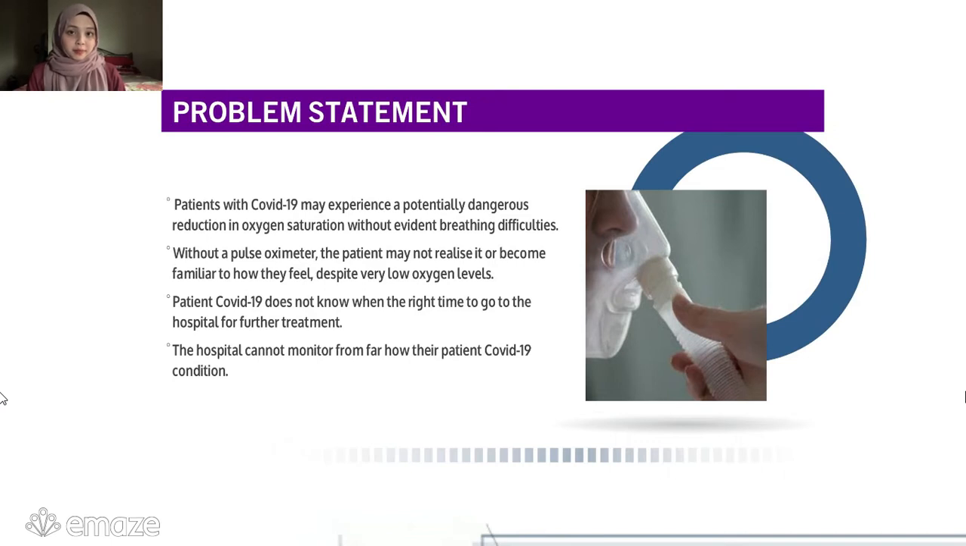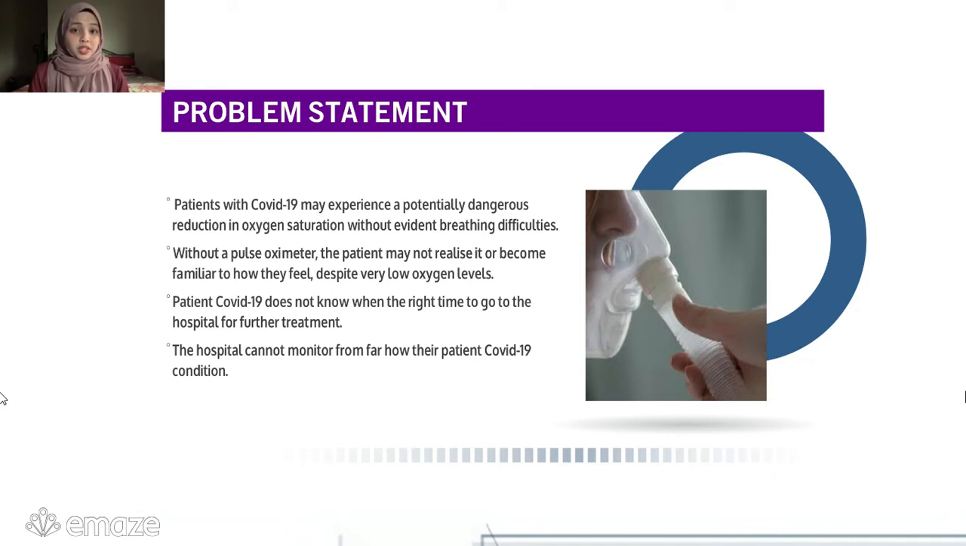The problem statement: patients with COVID-19 may experience a potentially dangerous reduction in oxygen saturation without evident breathing difficulties. Next, without a pulse oximeter, the patient may not realize it or become familiar with how they feel despite very low oxygen levels. When patients arrive at the hospital complaining of shortness of breath, their oxygen levels will have dropped dramatically and they may have extremely advanced COVID pneumonia.